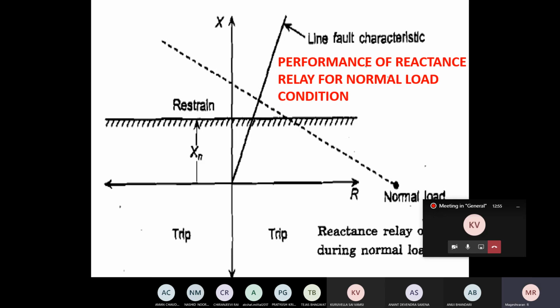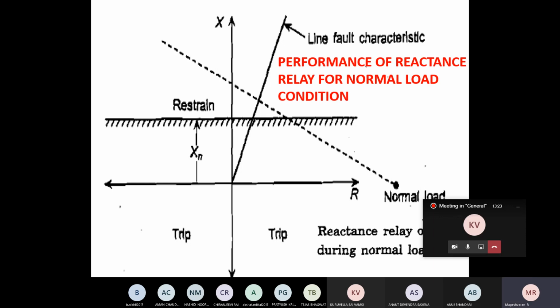Moving to the reactance relay, another member of the distance relay family. From the name itself you can understand that instead of impedance, the relay is going to sense the reactance, that is impedance into sine of the angle. For this, again we are going to take two components. One is the current component, meaning the torque producing component, the current coil.